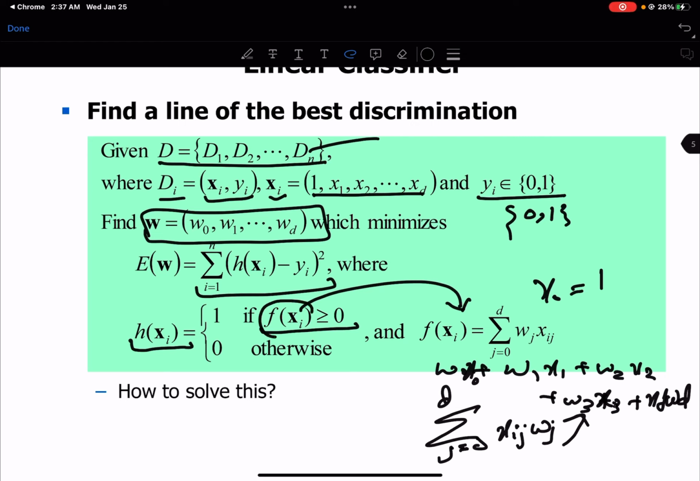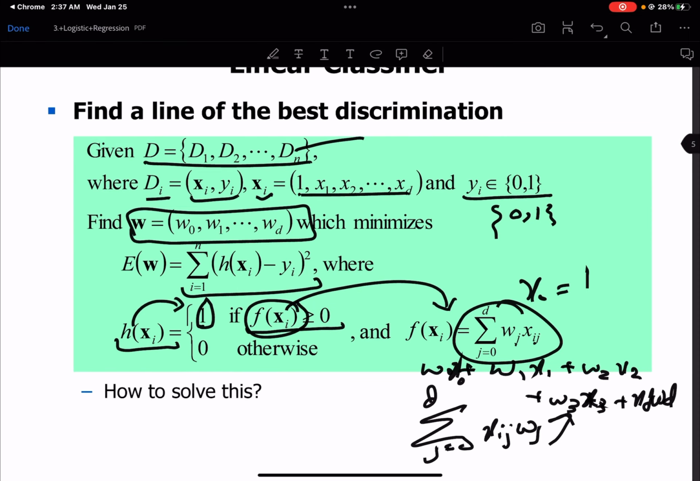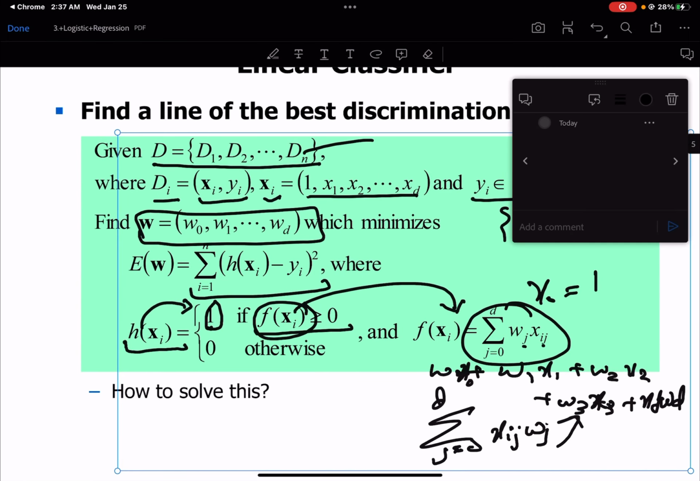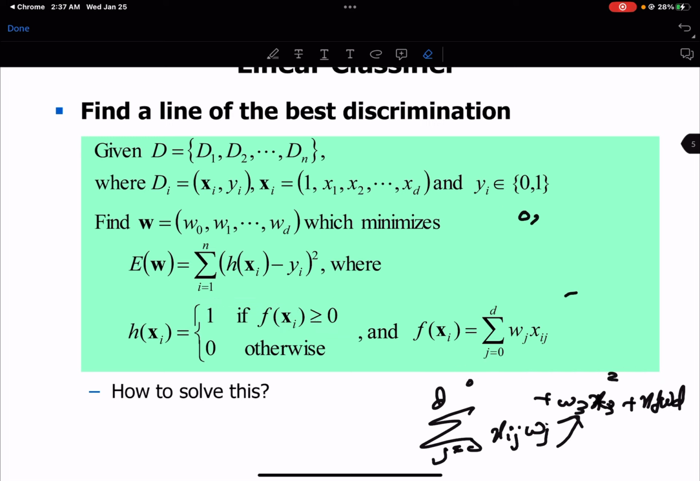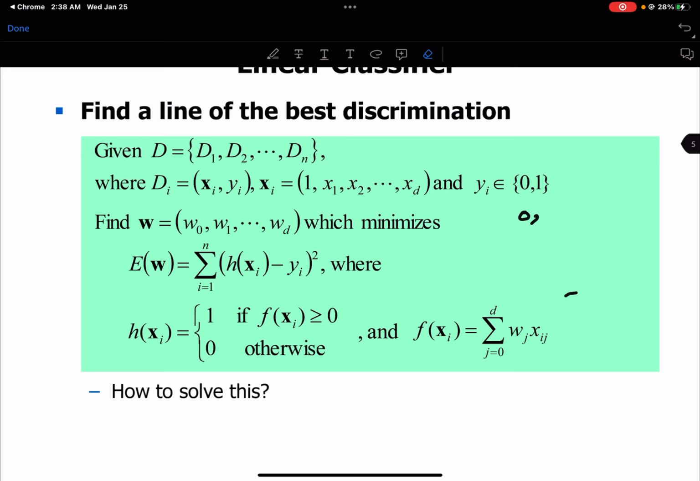So if the function f of x, the summation of wj and xj's, is greater than or equal to 0, then we assign h of x as 1. Otherwise, it is 0. So all of those values which give us one, that means their f of x is greater than or equal to 0. Otherwise, h of x is assigned a value of 0.